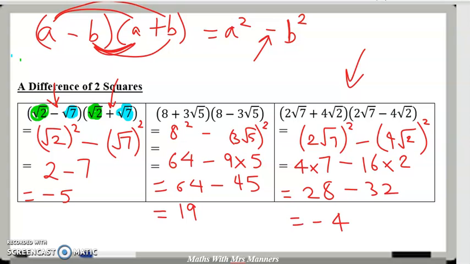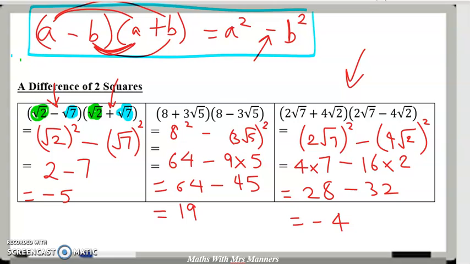Before you even begin to do this, though, I have to say, if you do not know this expansion, you'll be very confused as to why we're doing what we're doing. So it may be worth the time expanding it out and going, oh yes, I really do only end up with the square of the first term minus the square of the second term. So that's a difference of two squares.